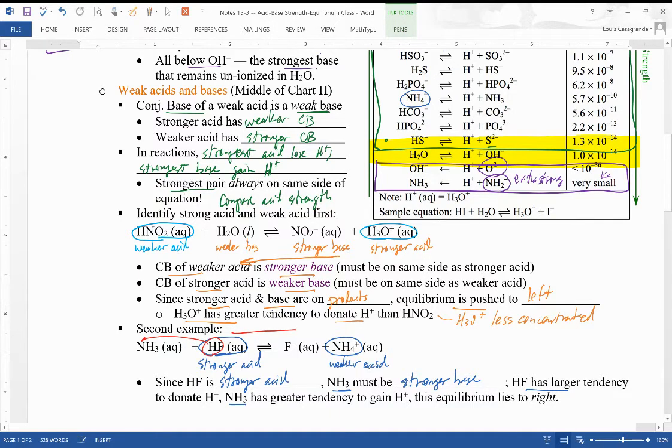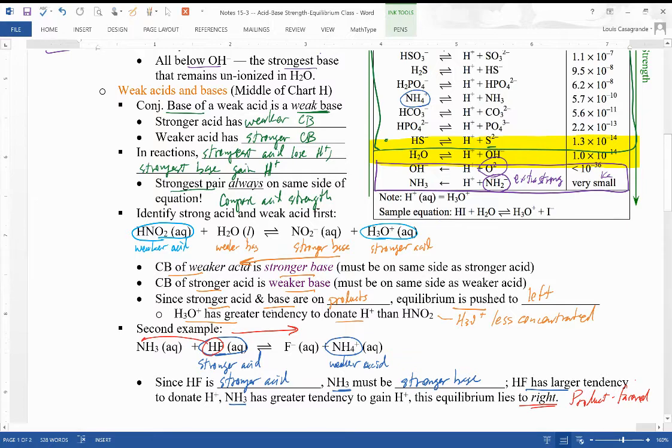And this equilibrium is going to lie to the right. This is going to be a product-favored equilibrium, and it would be one that, if we did calculate the equilibrium constant, would be greater than 1.